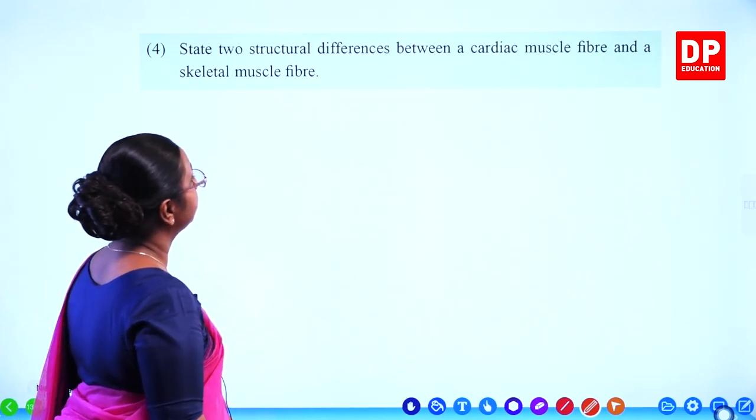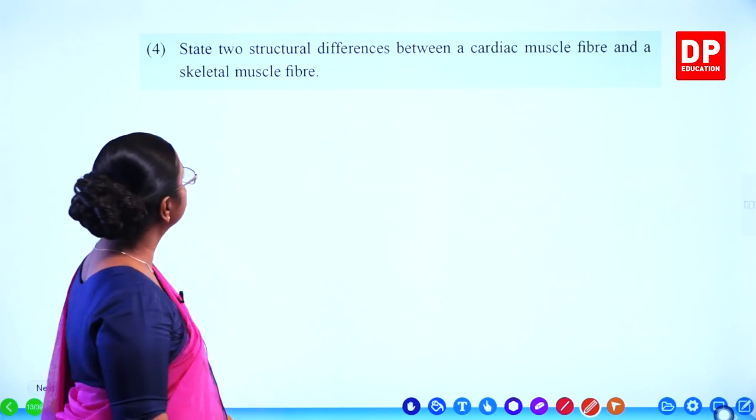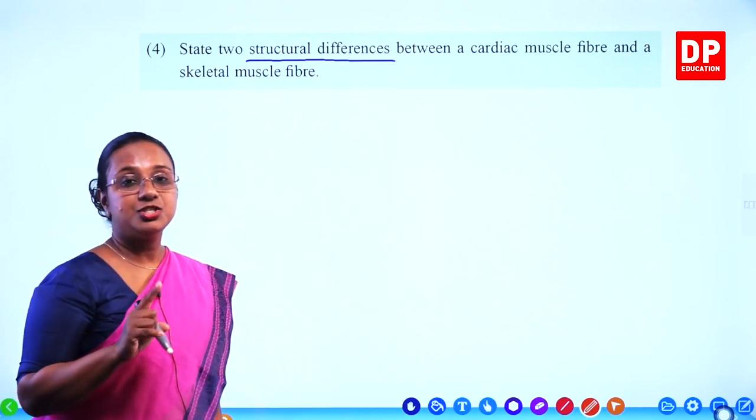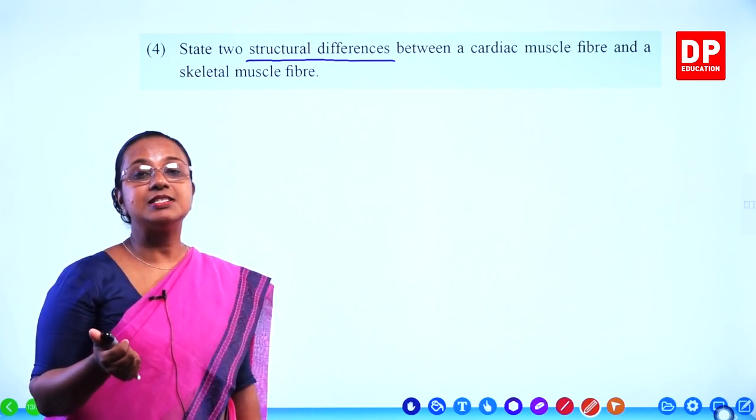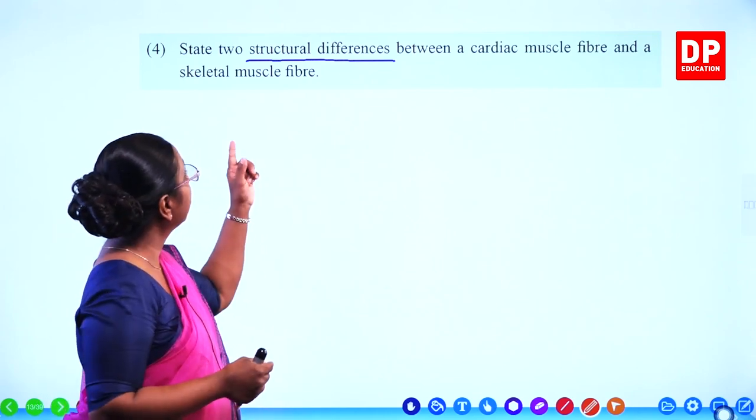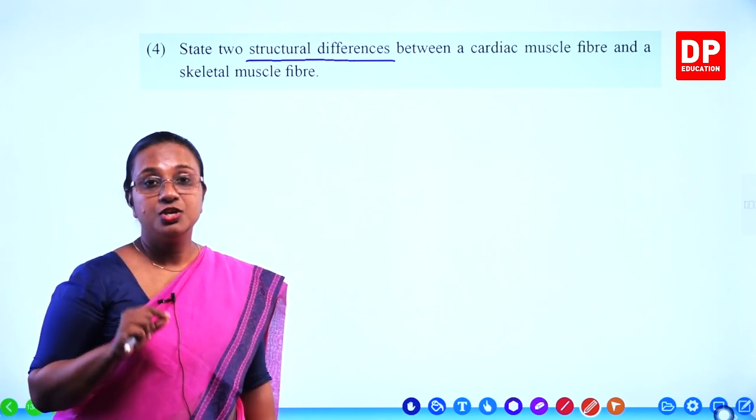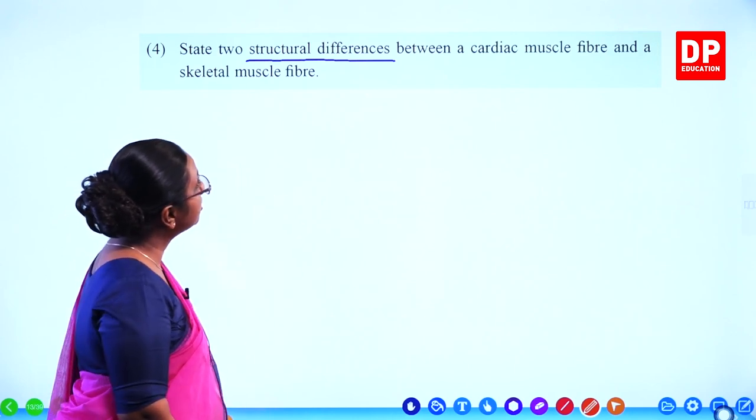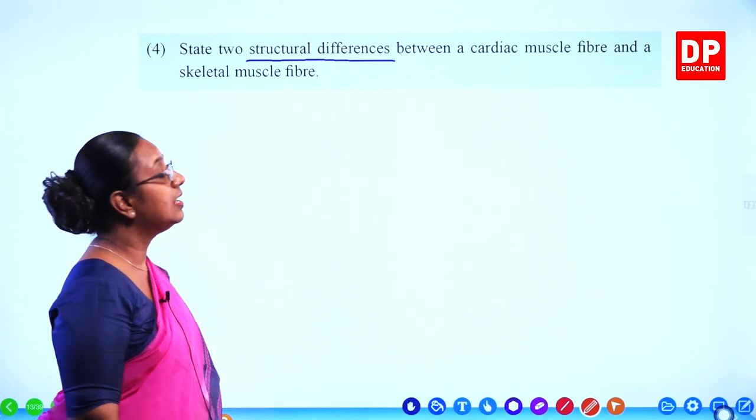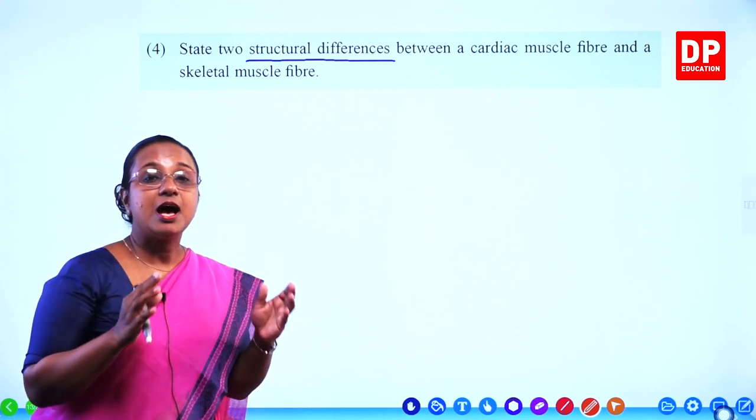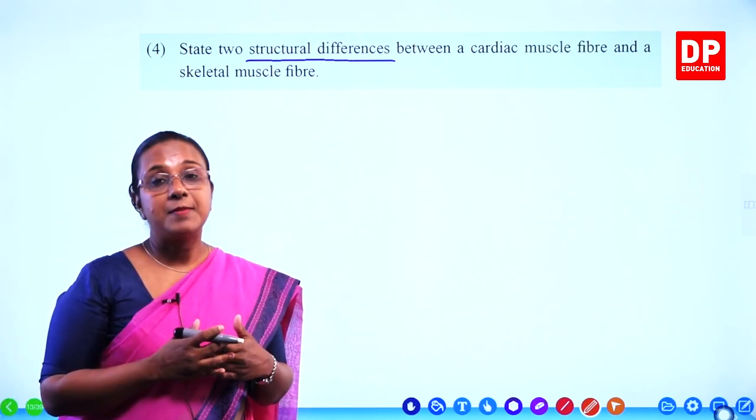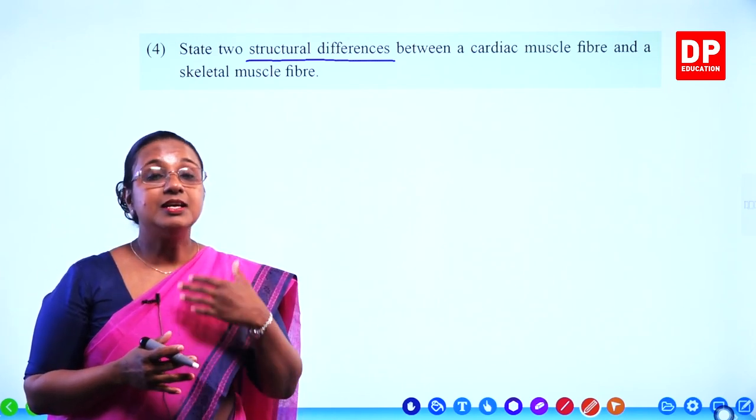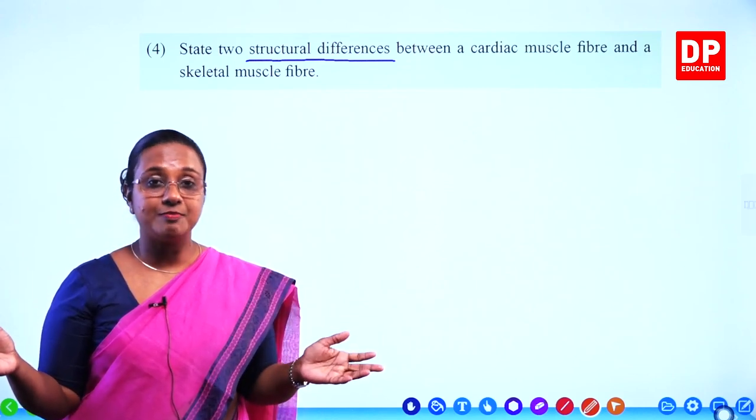State two structural differences between a cardiac muscle fiber and a skeletal muscle fiber. Structural differences. So students, I told you all, they can either ask commonly as differences or specifically as structural or functional difference. So you make sure that you write only that particular difference. So here, structural difference between cardiac muscle fiber and skeletal muscle fiber. They are both made up of cylindrical muscle fibers. The cardiac muscle fiber is branched, whereas the skeletal muscle fiber is unbranched.